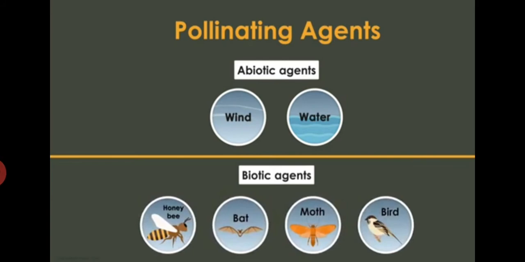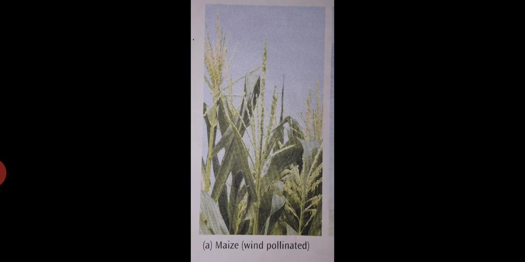Wind pollinated flowers are not colorful. They have very lightweight pollen grains which can be easily carried by the wind. These flowers are neither scented nor do they secrete nectar. The pollen grains are produced in large quantities. The stigmas of the receiving flowers are feathery to catch the pollen grains. For example, maize is pollinated by wind.